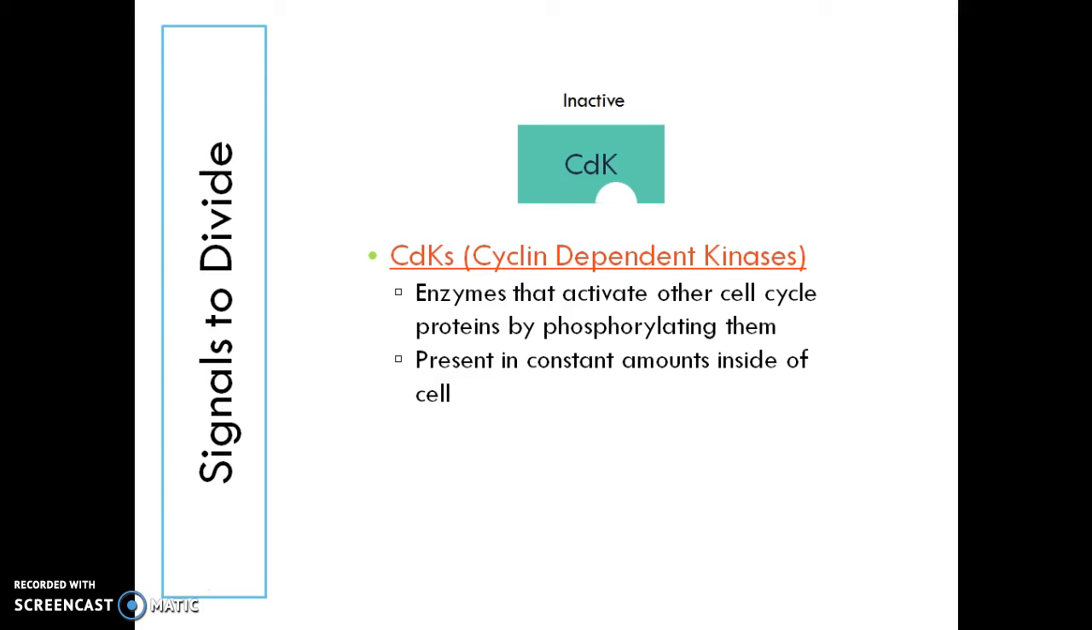The first are called CDKs, or cyclin-dependent kinases. I like to think of these as cell division kinases. Remember from our cell communication unit, we talked about kinases as special enzymes that are going to activate other proteins by phosphorylating them, adding phosphate groups. So these kinases are going to set off a signaling cascade, phosphorylating different proteins to help to start that cell division process. Every cell has a constant amount of these CDKs that are present in them at a given time. However, usually these CDKs are inactive.